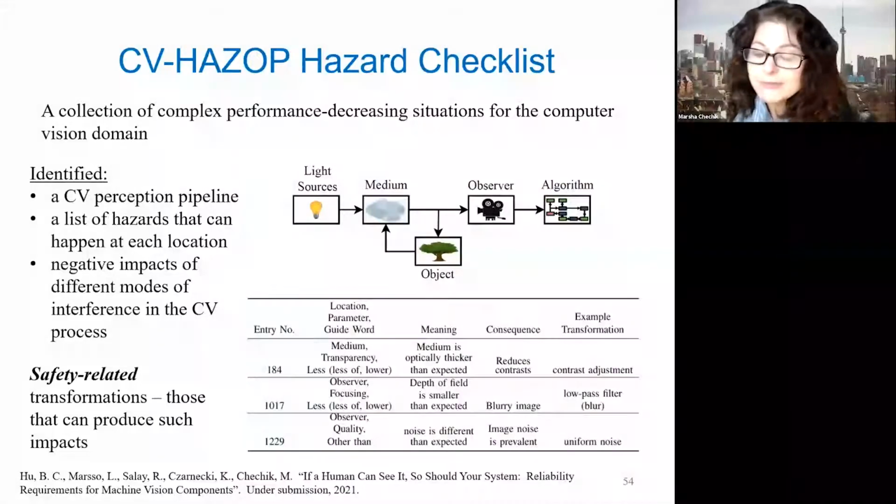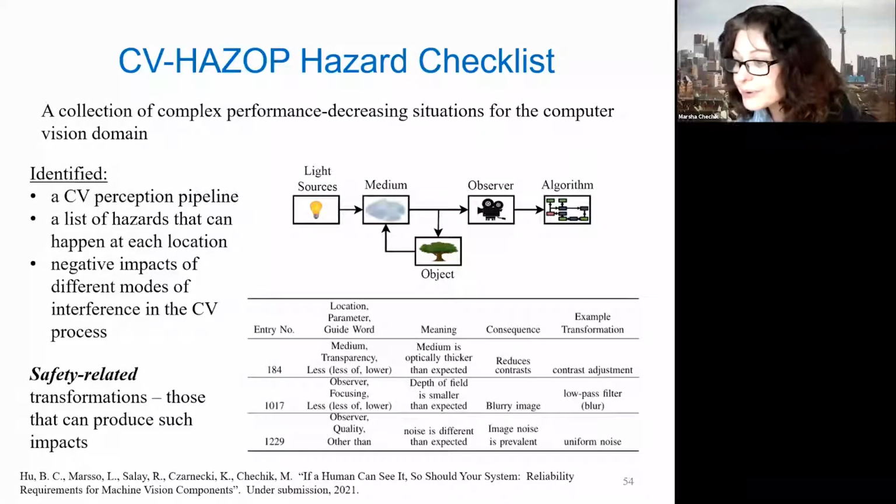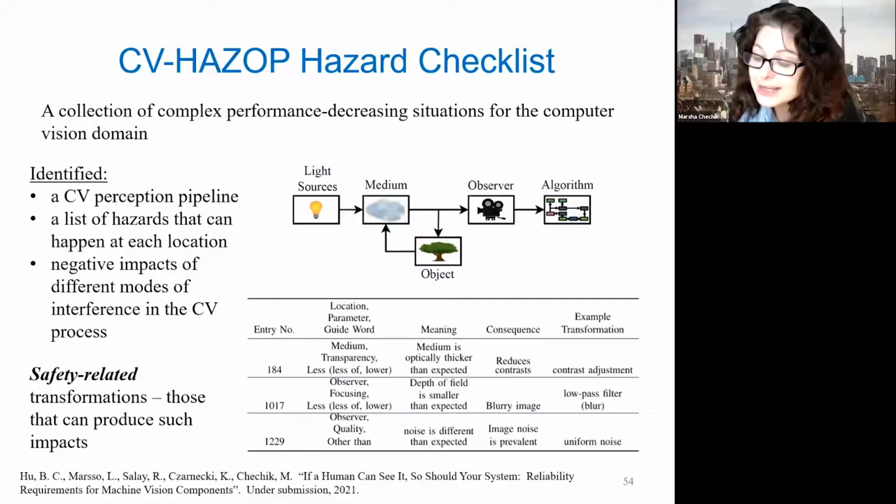So the transformations come from something which is called CV-HAZOP. This is a checklist with difficult and performance decreasing situations that are systematically defined in the computer vision domain. This is a whole checklist that includes a perception pipeline, so light sources, medium, object, observer, and algorithm. And then there are various hazards that can happen and how information ends up being passed between the portions of the pipeline. And then for each location, we get this list of entries describing possible hazards.